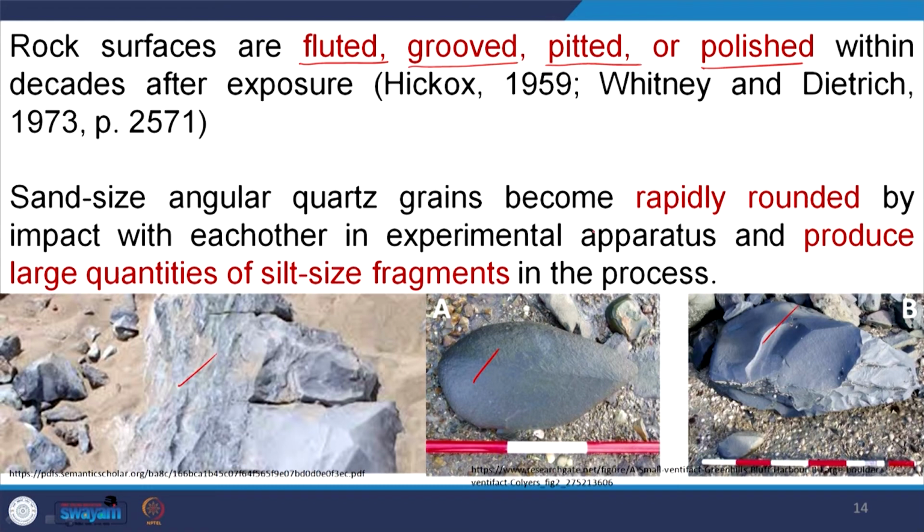So, sand is rapidly rounded by impact with each other in experimental apparatus and produces large quantities of silt-size fragments in this process. And if the wind is blowing, these silt-size particles can be transported over a large distance, and due to a decrease of wind the sand will remain there. So, that is why there is a contrast of grain size separation, that is why the sorting increases. The silt particles are removed, and sand or relatively coarser material lies there, forming a contrast in the sorting.